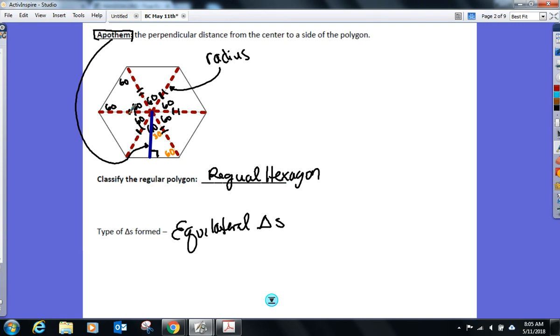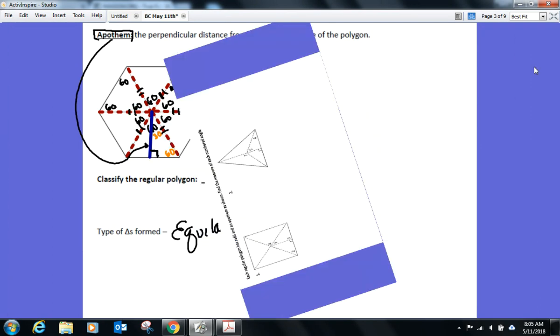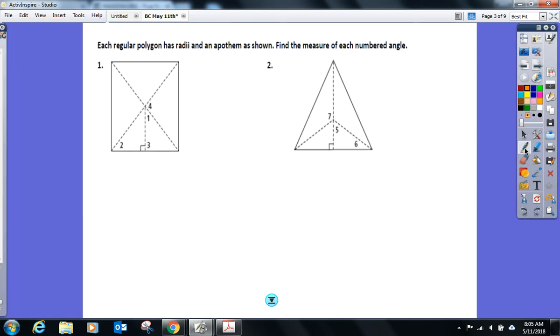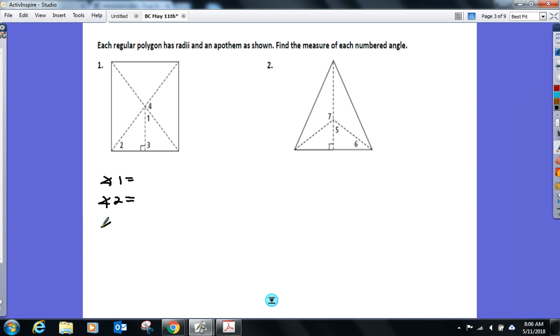Okay. We okay with what an apothem is, because we're going to be starting to use it and talking about it a ton. Okay. Before we get into finding the areas, I need you to be able to find angles for me. Each polygon's regular. I drew a radii or multiple radii in and an apothem. Find the measure of each angle. Okay, so I have a square here, a regular polygon. I'm looking for the measure of angle 1, 2, 3, and 4.